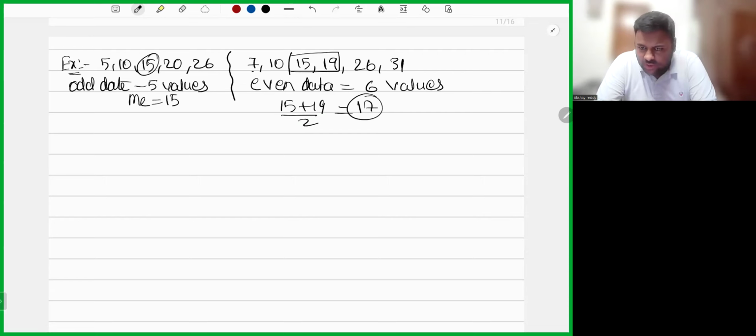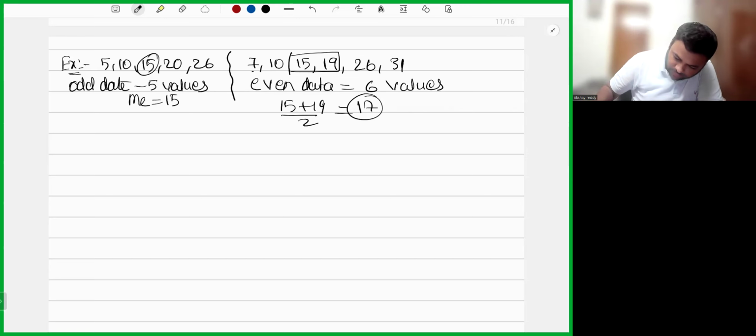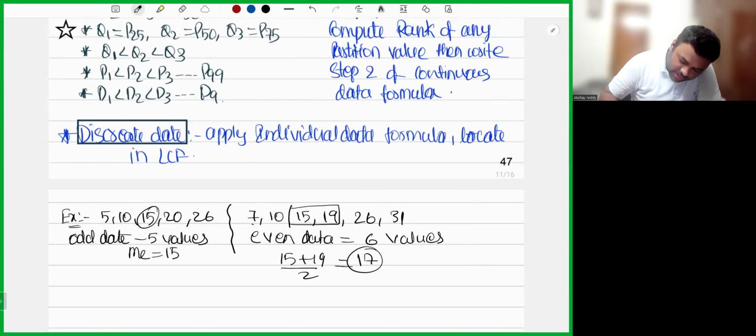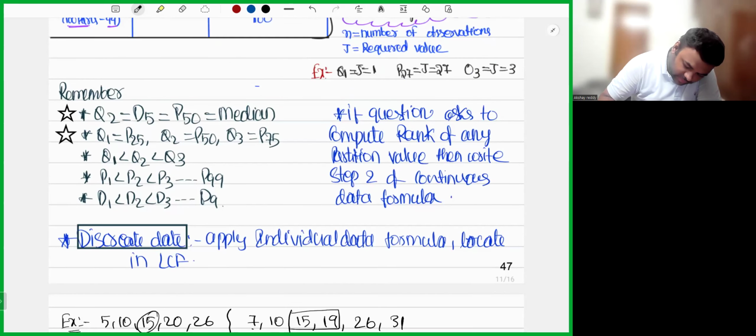We are doing it for individual data. Today, let's do only individual data. Okay, tomorrow we'll do discrete and continuous. If it is even data, you will take the average of the middle 2 values. For odd data, you will take the mid value. Okay. Next. This is with respect to median.